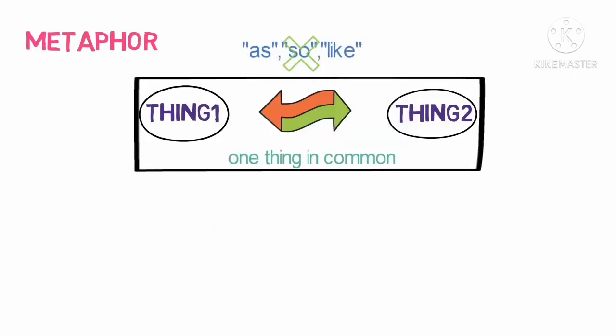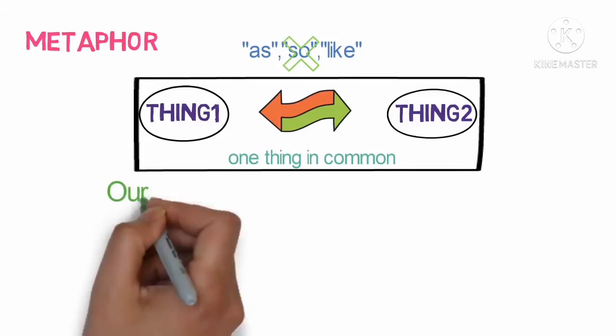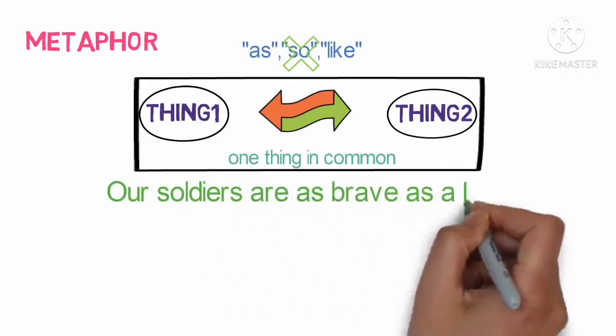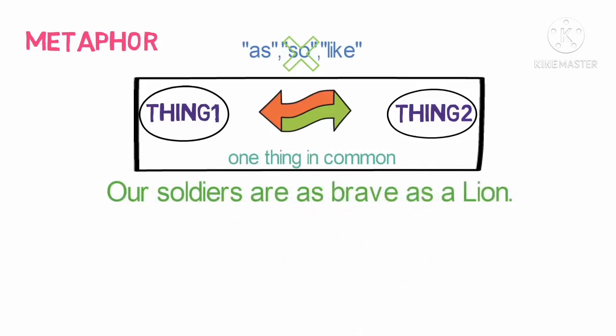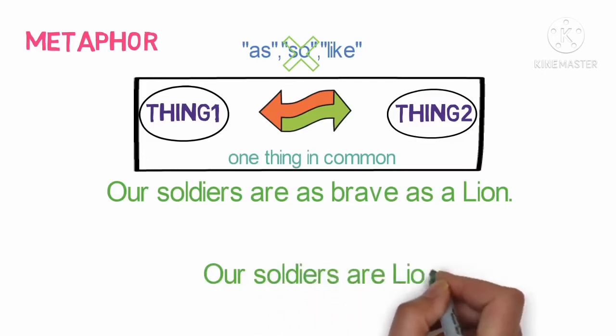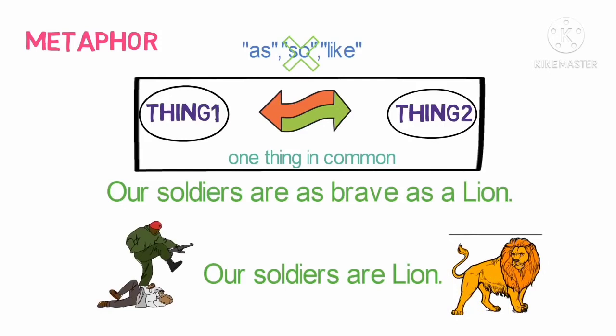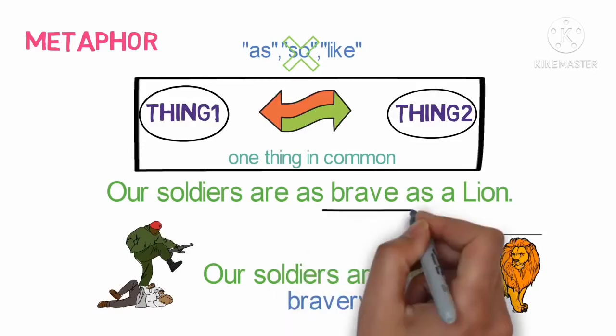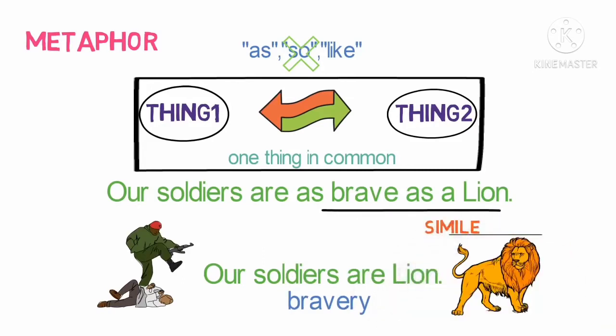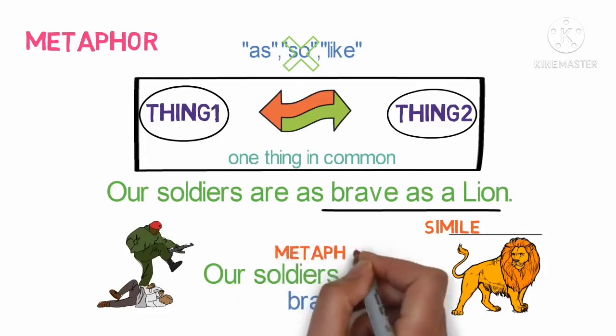Let's look into a previous example of simile and try to convert it into a metaphor. Our soldiers are as brave as a lion. Removing as brave as, it becomes our soldiers are lions. In this statement also, our soldier is compared with lion and the common thing between them is the bravery of both of them. But we have not used the word as. Thus, we can say in the statement, our soldiers are as brave as a lion, we used a simile. But when we say our soldiers are lions, we use a metaphor.